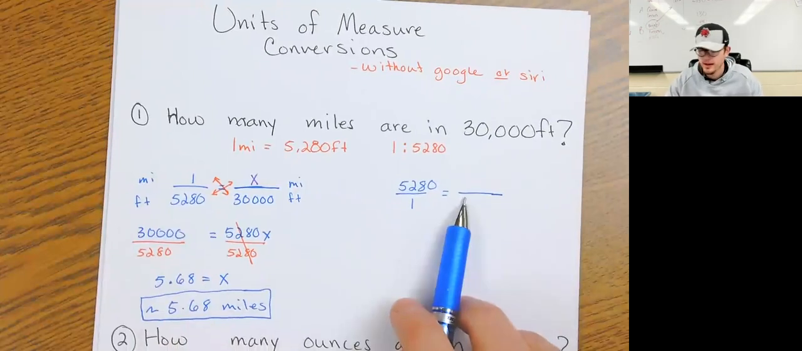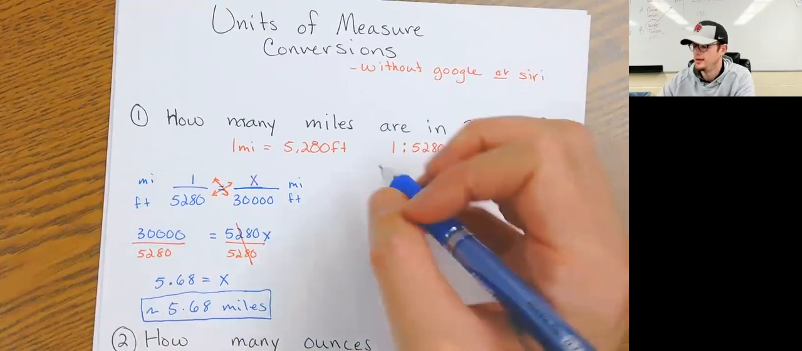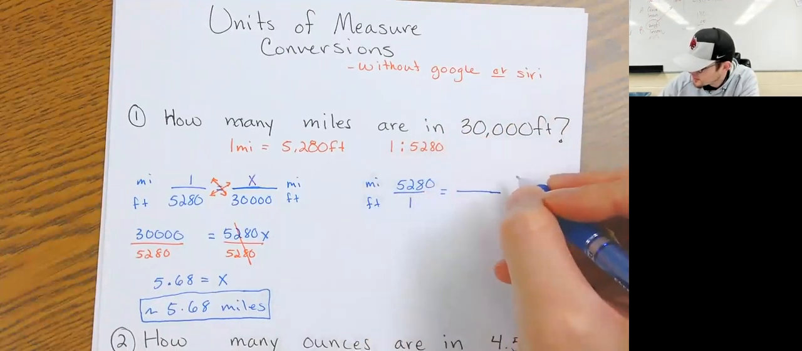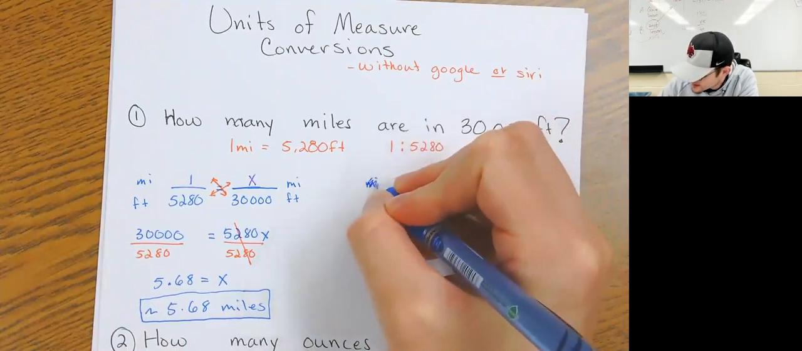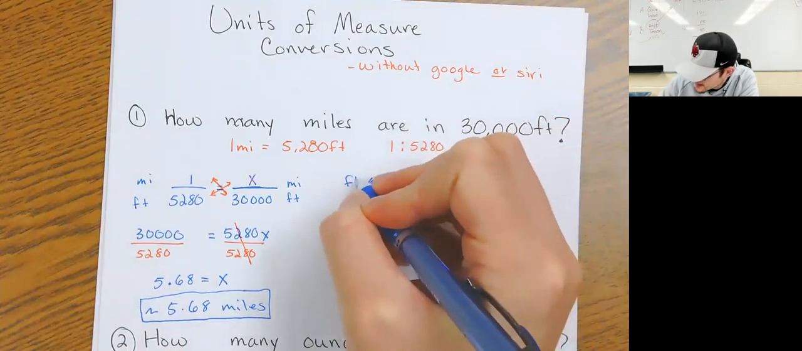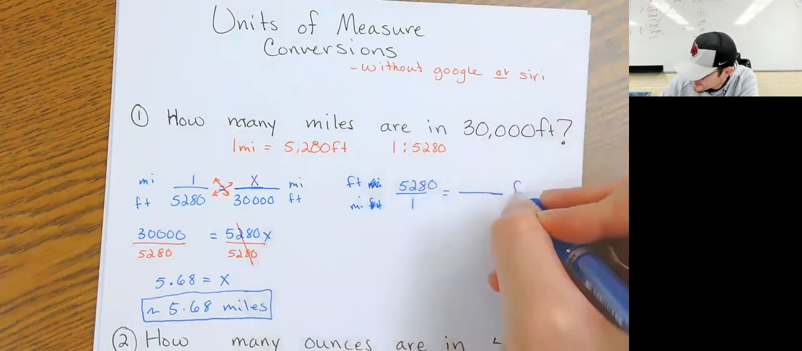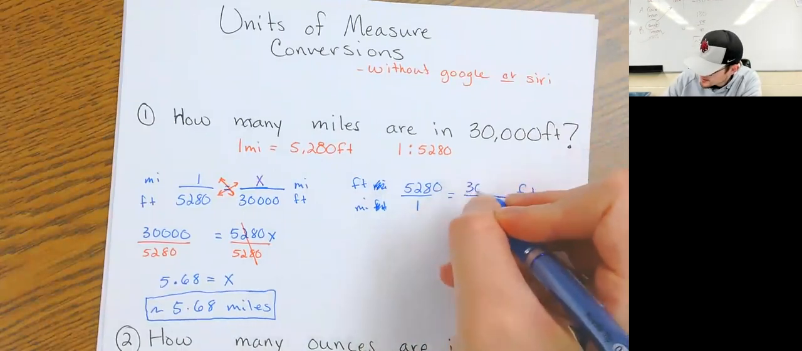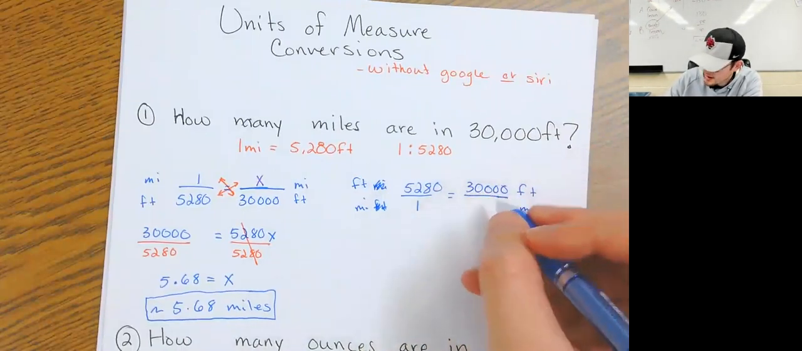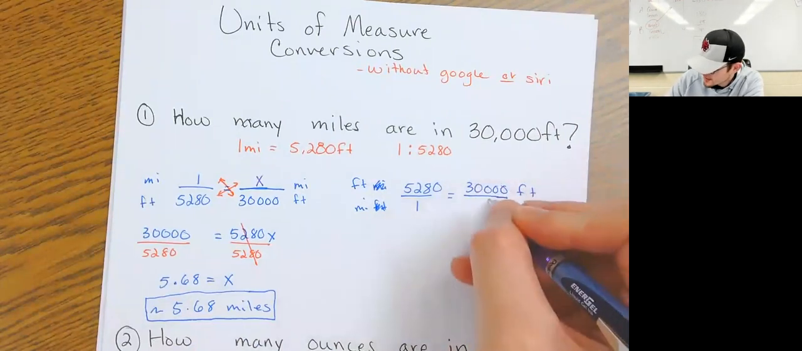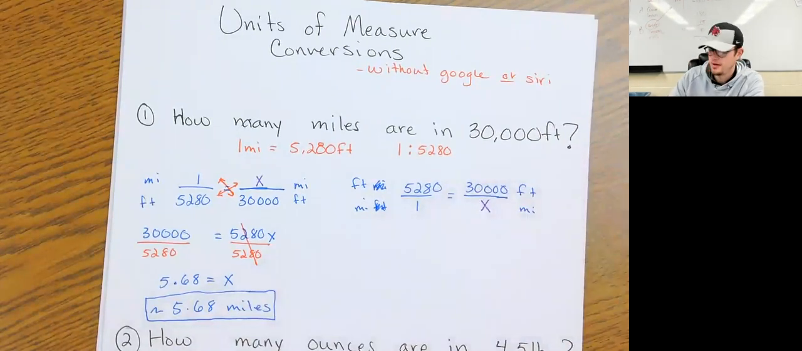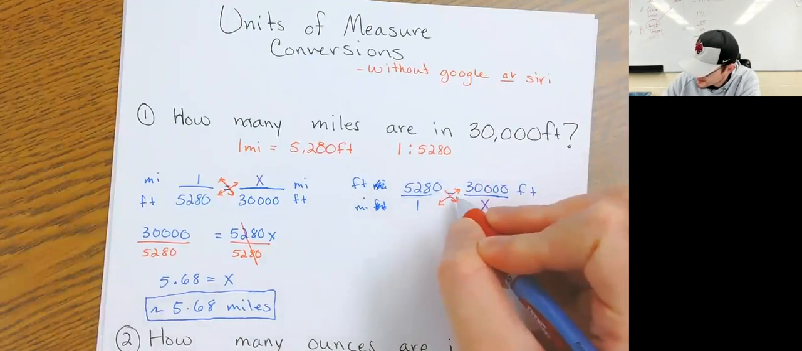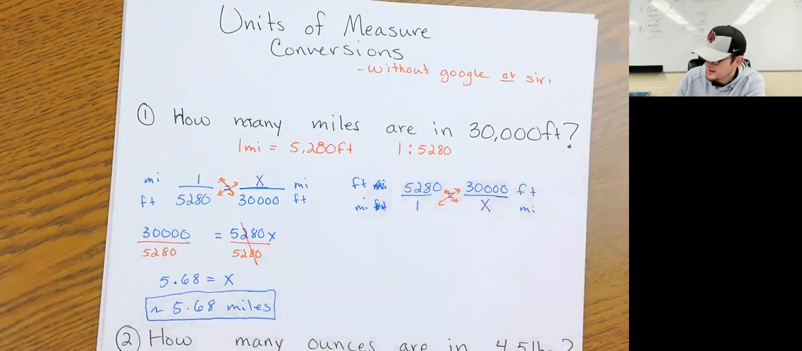Now I'm just going to show quickly that if you set it up on this side, you still get the same answer. I won't do this for every problem. Oof, I messed that up. Off to a bad start. Feet, miles. So this needs to be feet and this needs to be miles. So when I come over here, I get 30,000 on top, and on the bottom I get what I'm trying to solve for, which is the miles. So when I cross multiply, I should be getting the same thing.